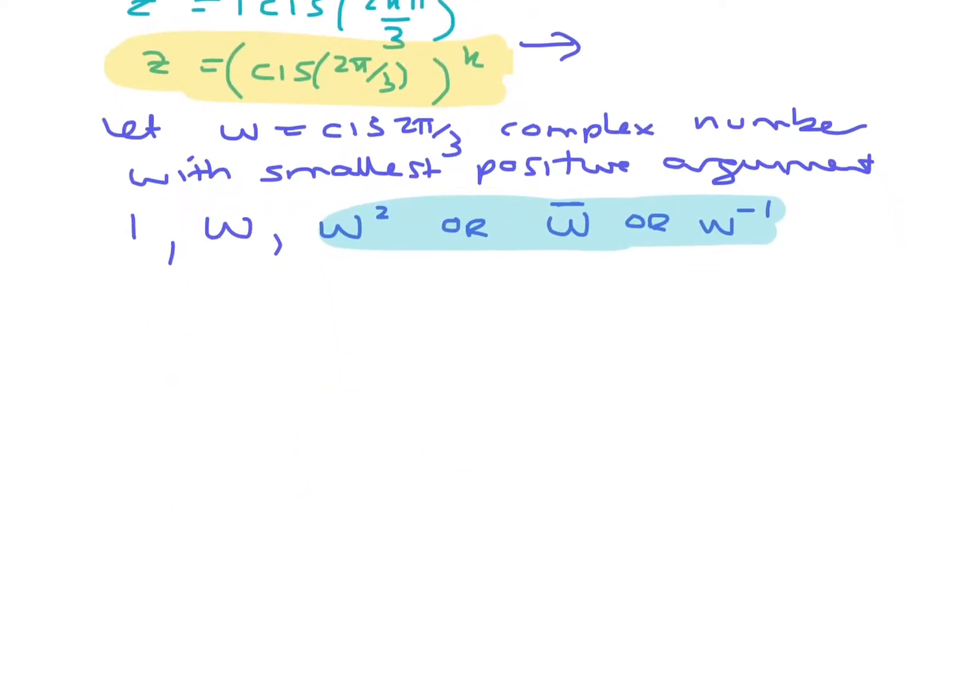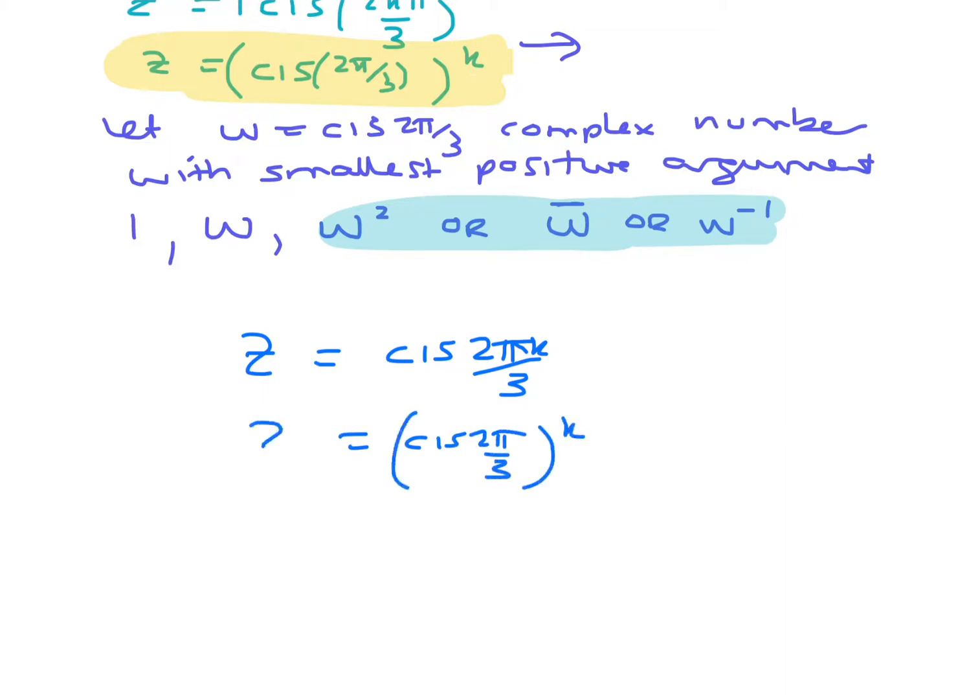So let's just look at z equals cis 2k pi on 3. Then that means that's cis 2 pi on 3 to the k. So that means any root could be written in this form. So if omega was equal to cis 2 pi on 3, then basically that means that any root zk can be written as omega to the k.